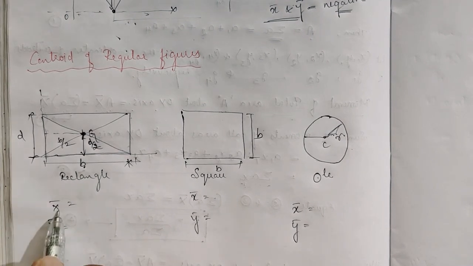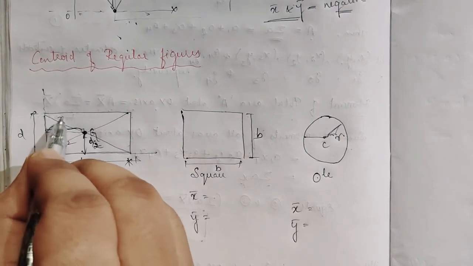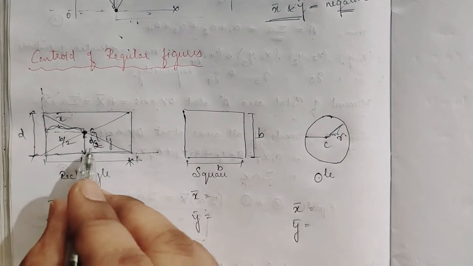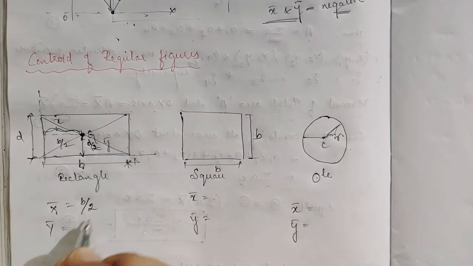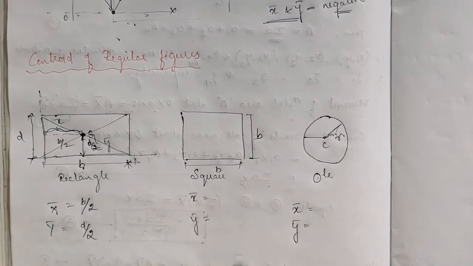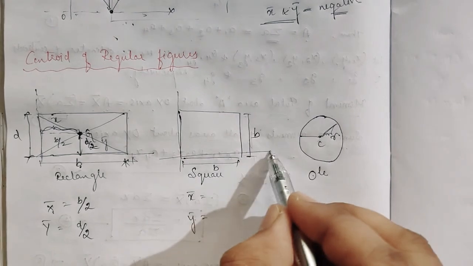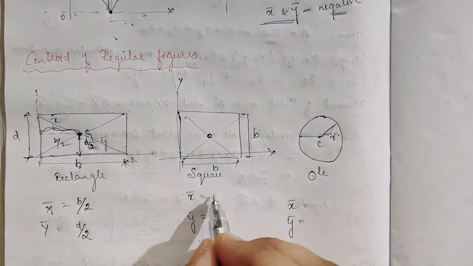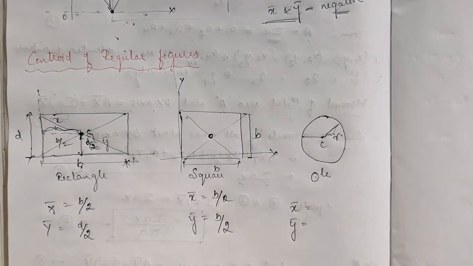So I can directly write x bar is equal to what? This distance is x bar, this is y bar. The horizontal distance is x bar, the vertical distance is y bar. So this is b by 2, this is d by 2. When I come to the square, I'll put the reference axes here, x and y. So what will be x bar? X bar will be b by 2, y bar is also b by 2.